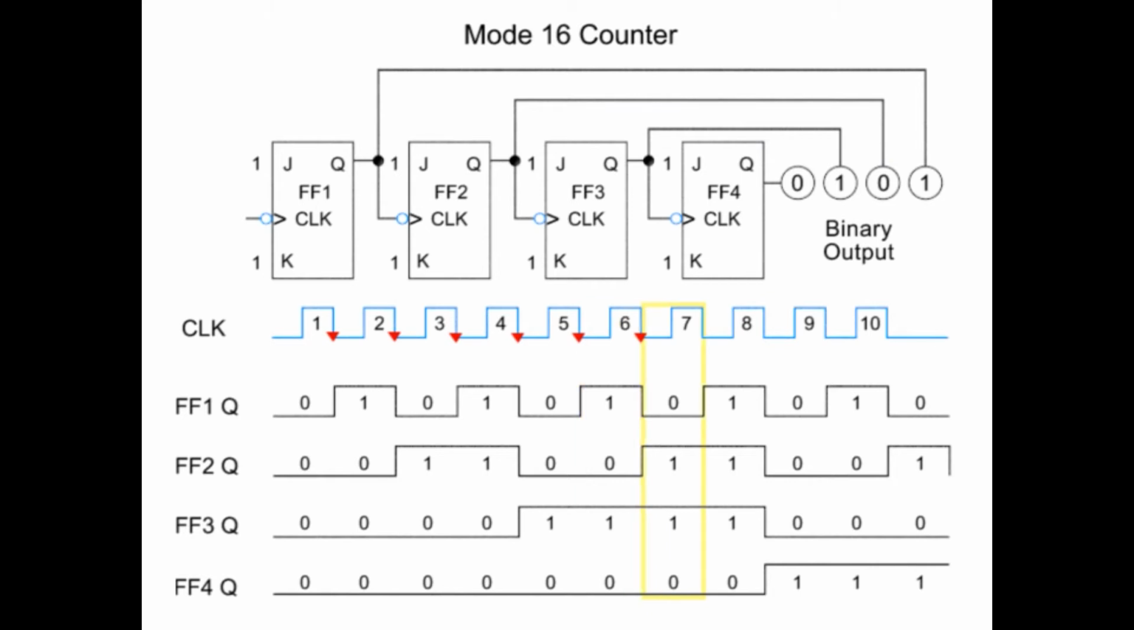Pulse 6 outputs 0110. Pulse 7 outputs 0111. The 8th pulse results in an output of 1000. Pulse 9 outputs 1001. And finally, as expected, the 10th pulse toggles the appropriate flip-flops to give 1010.